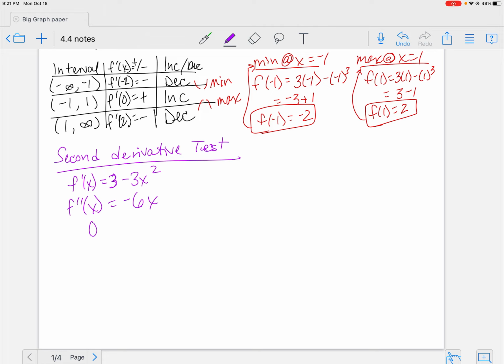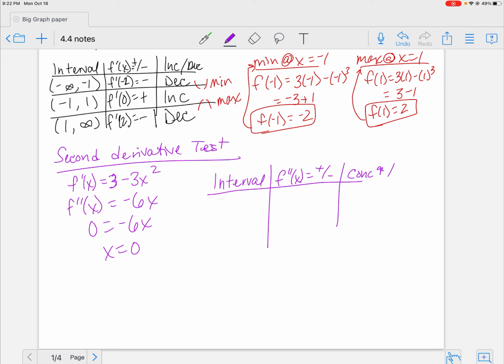And whenever I figure out my critical value, x will equal 0. And then we do the same thing. You have an interval. I want to know where my second derivative is either positive or negative because that tells me concave up or down. So I just have the critical value of 0, so I'm going negative infinity to 0 and 0 to infinity. Again, we're looking at plugging some value into my second derivative.